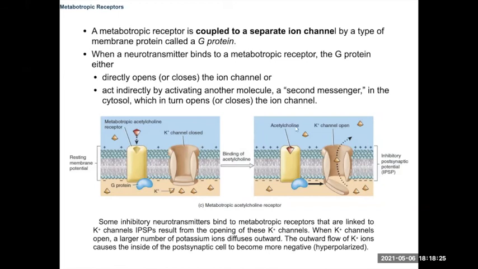But this is a metabotropic one, where we're going to use potassium instead, an outflux of potassium, right? The other ones were influx of sodium or chloride, bringing either positive or negative charge. And this one is potassium leaving the cell, which is going to create this negative charge.